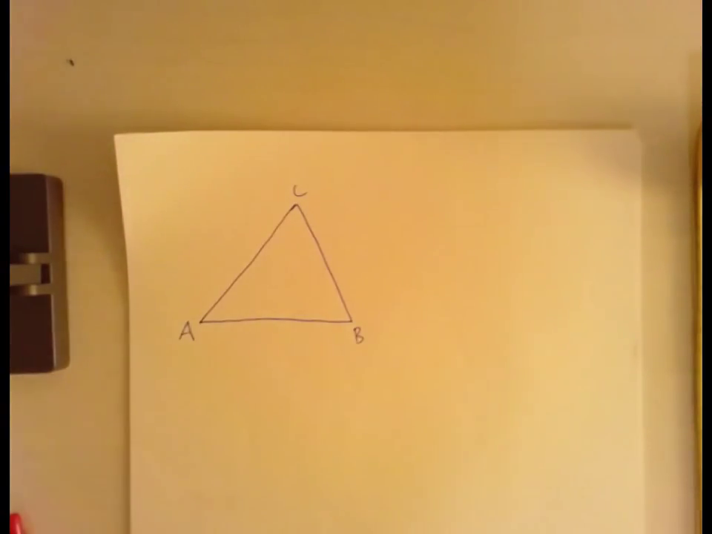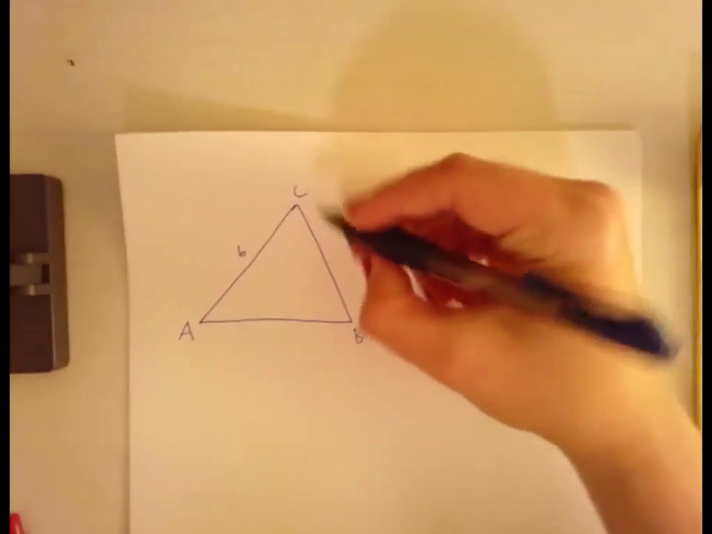Okay. And so what I'm going to do here this time is I'm not going to identify H as down the middle from C. What I'm going to do instead is I'm going to do an altitude here. Let me label my sides as well.